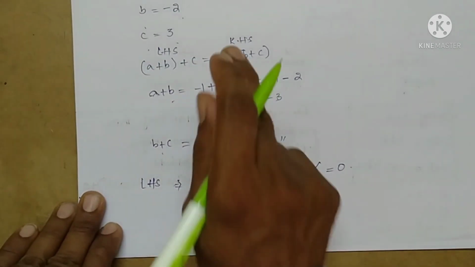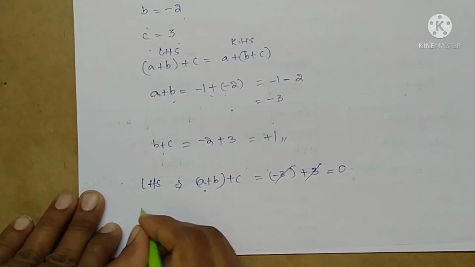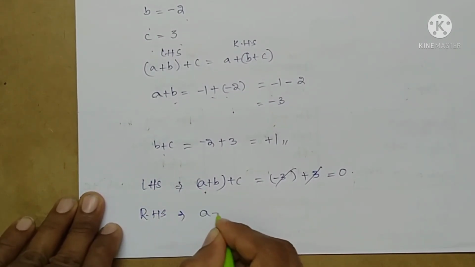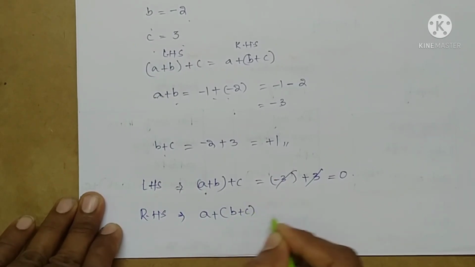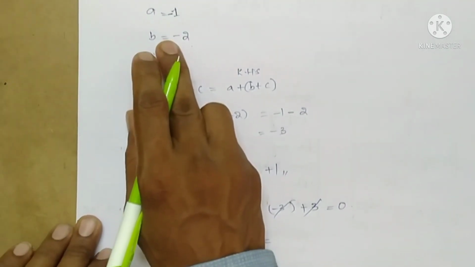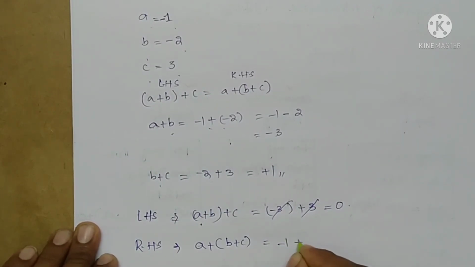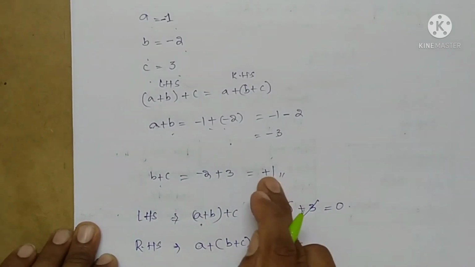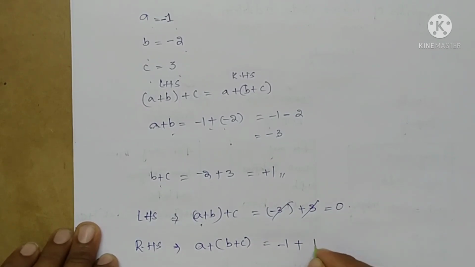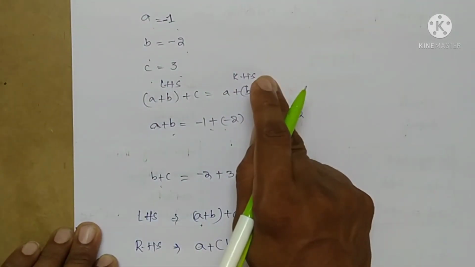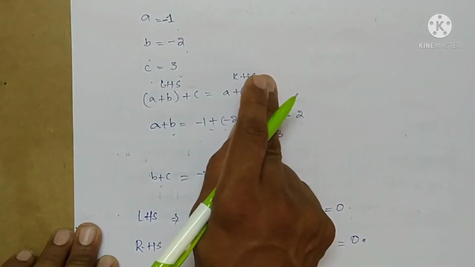Okay, next one from the RHS side. So a plus b plus c is equal to, here a is equal to minus 1, right? So minus 1 plus, here b plus c, the resultant is plus 1. So that is equal to minus 1 plus 1, both are cancelled, the resultant is 0. So LHS is equal to RHS.